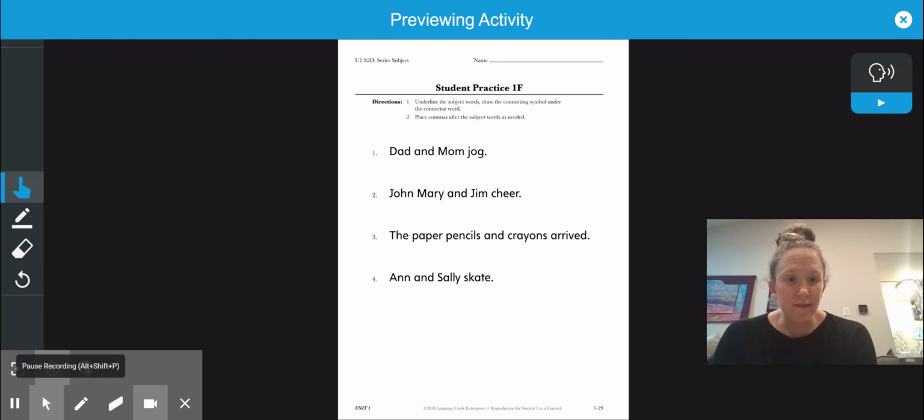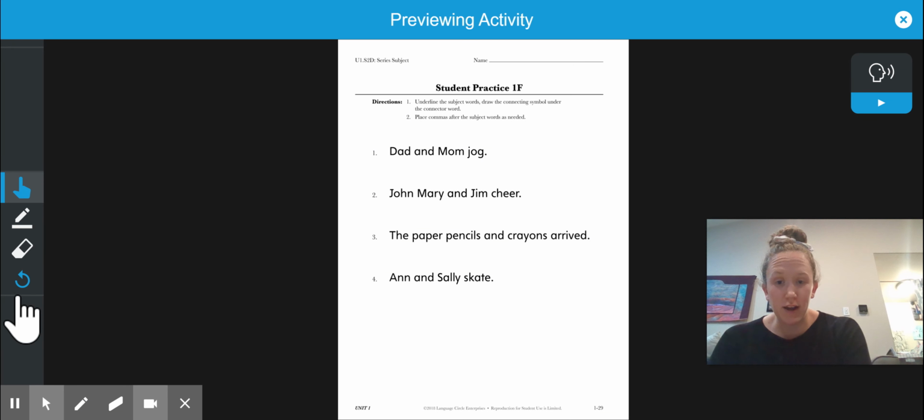The last activity in this review is to go through on your computer and on this page, using the tools right here, you need to underline the subject, draw the connecting symbol under the connector word, and place commas after the subject words as needed. I will let you know that 2 sentences do not need commas.